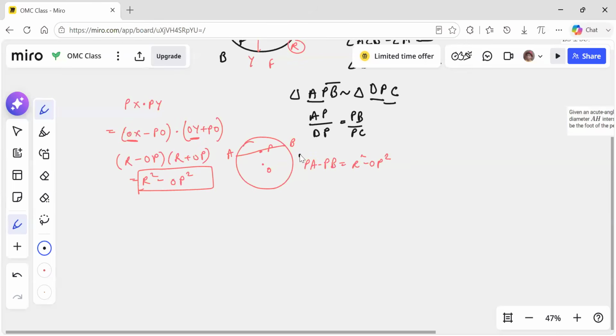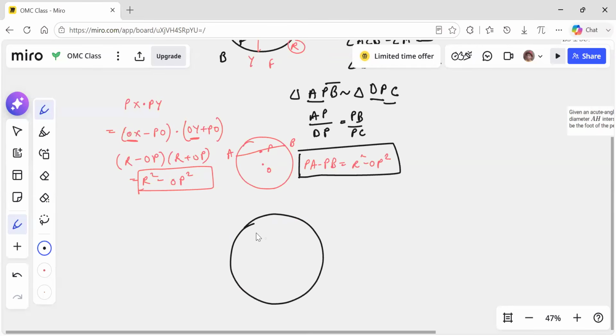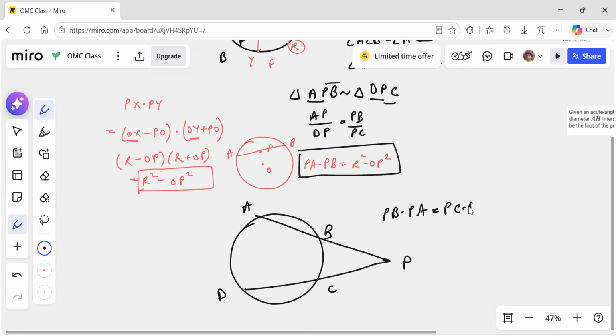So for P inside, we get this expression. Now let's try doing something similar for P outside. I'll go over this a bit fast. So this is A, B, C, D, let's say. We have a cyclic quadrilateral, and lines AB and CD meet outside at P. Then PA times PB should be equal to PC times PD. Can you guys see why this is true?